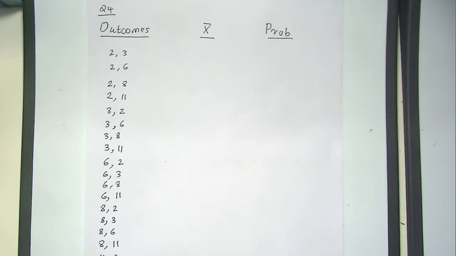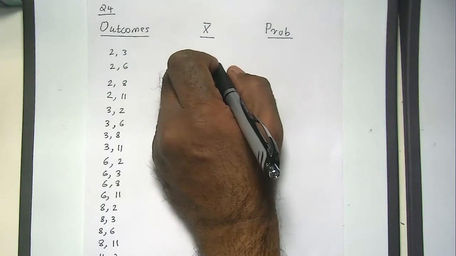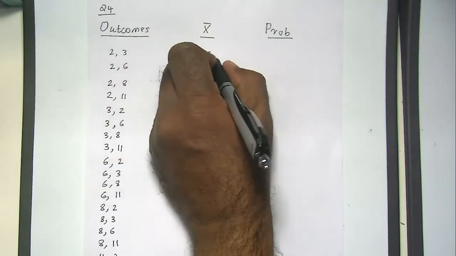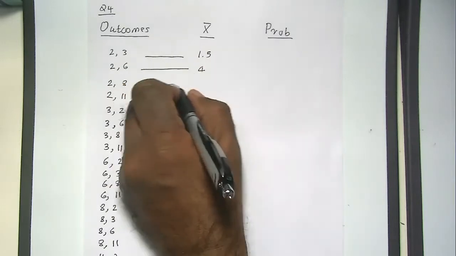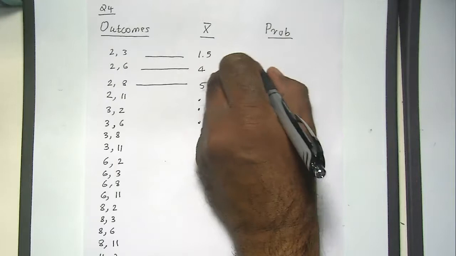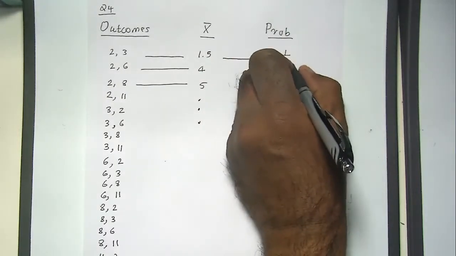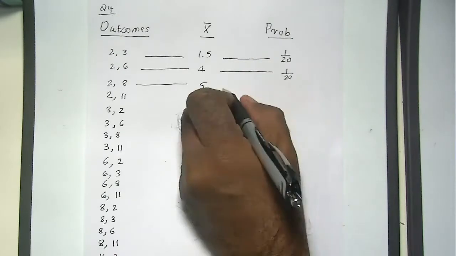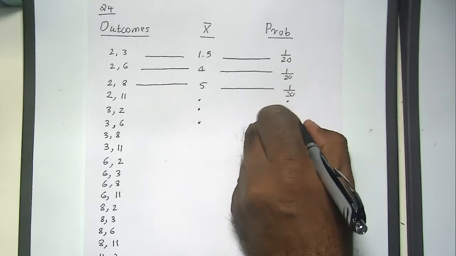All right, so there are 20 possible outcomes, and for each outcome, I'm sure you know how to compute the average. So for this one, for example, this will be 1.5. For this one, this will be 4. This one, it will be 5, and so on. And the probabilities will be all equally likely. So it will be 1 divided by 20, 1 divided by 20, 1 divided by 20, and so on.